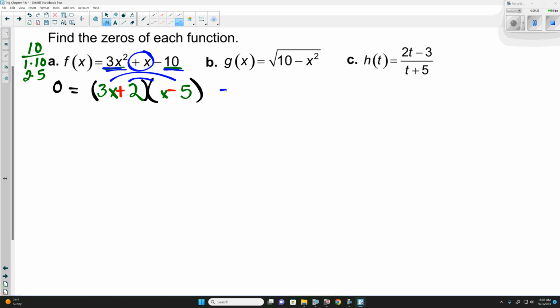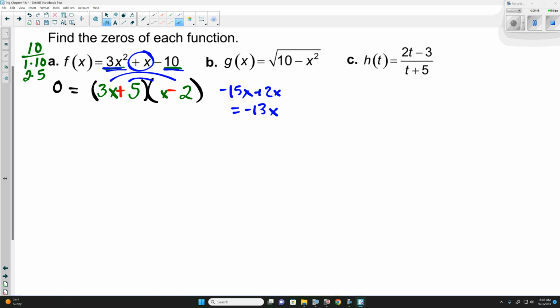3x times -5 is -15x. 2 times x is plus 2x. This gives us -13x. So that's not quite right. But what we can do is flip the 2 and 5 and try again.